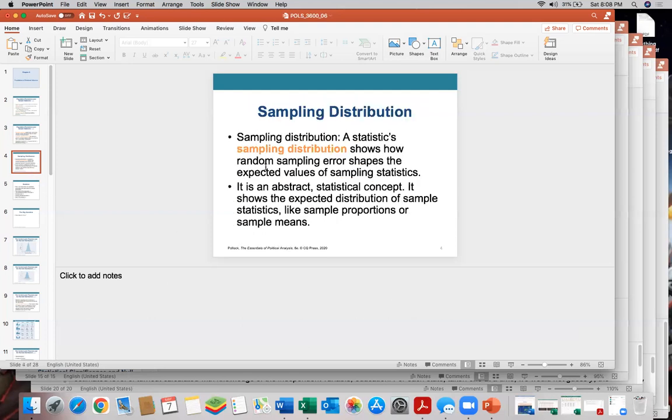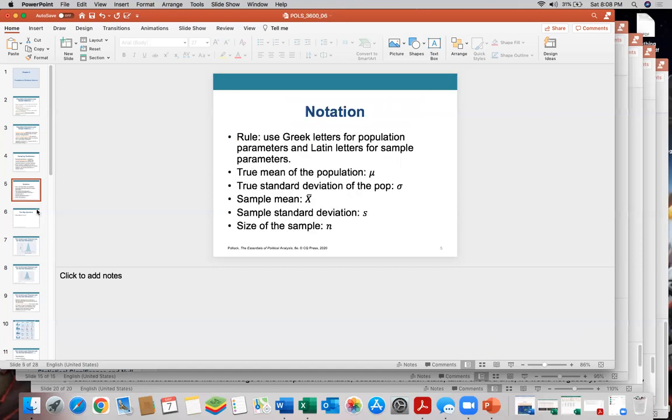And it goes over all these different definitions, and you guys should have notes on those. The next thing, this is the important thing that he was talking about, is the notation, specifically the Greek letters versus the Latin. The Greek letters are for the population parameters, whereas the Latin letters are sample parameters. So Greek is everything out there. The Latin is just for the small group that you're looking at.